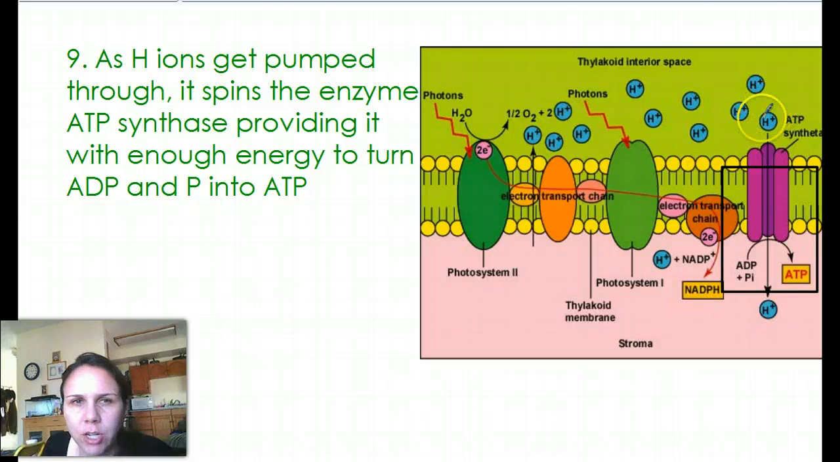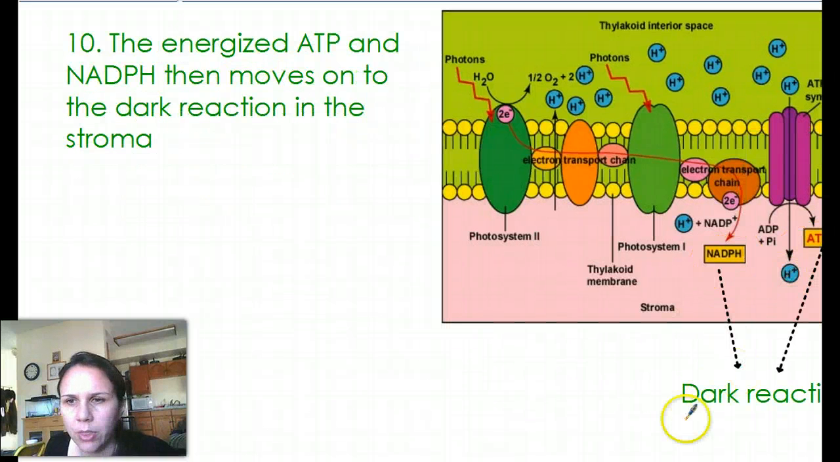Okay, so as the hydrogen ions get pumped through, it spins the enzyme, like I was just saying, providing it with enough energy to take an ADP and a phosphate and glue it together to make ATP. Okay, now that that happens, what am I going to do with all these charged up molecules? I'm going to send them to the dark reaction, which is not in your frame of view.